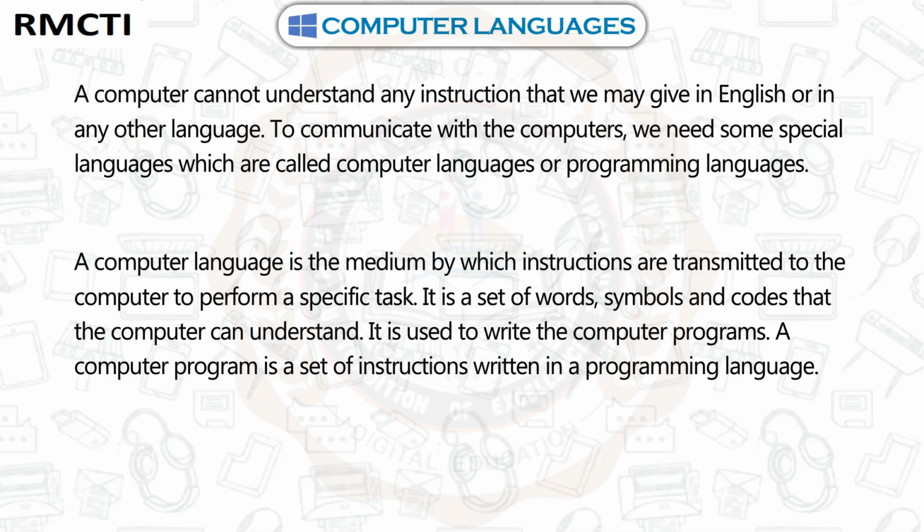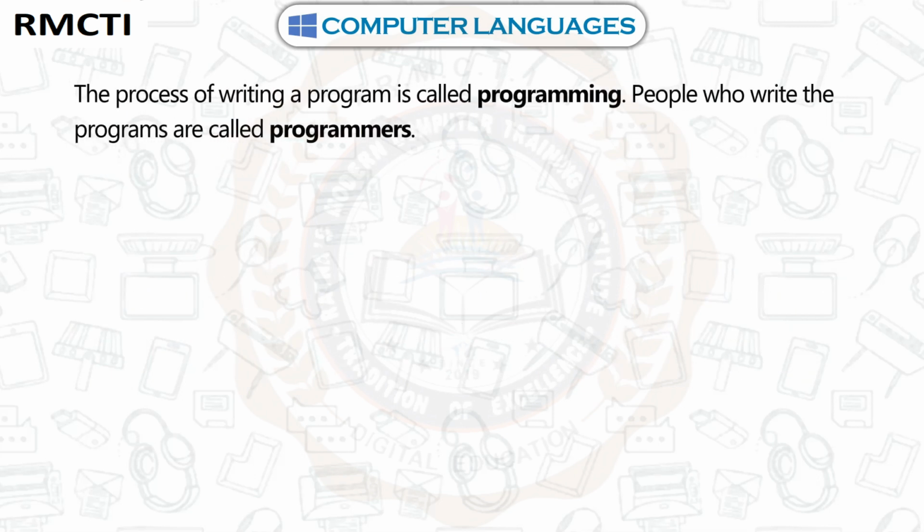It is a set of words, symbols, and codes that the computer can understand. It is used to write computer programs. A computer program is a set of instructions written in a programming language. The process of writing a program is called programming. People who write the programs are called programmers.